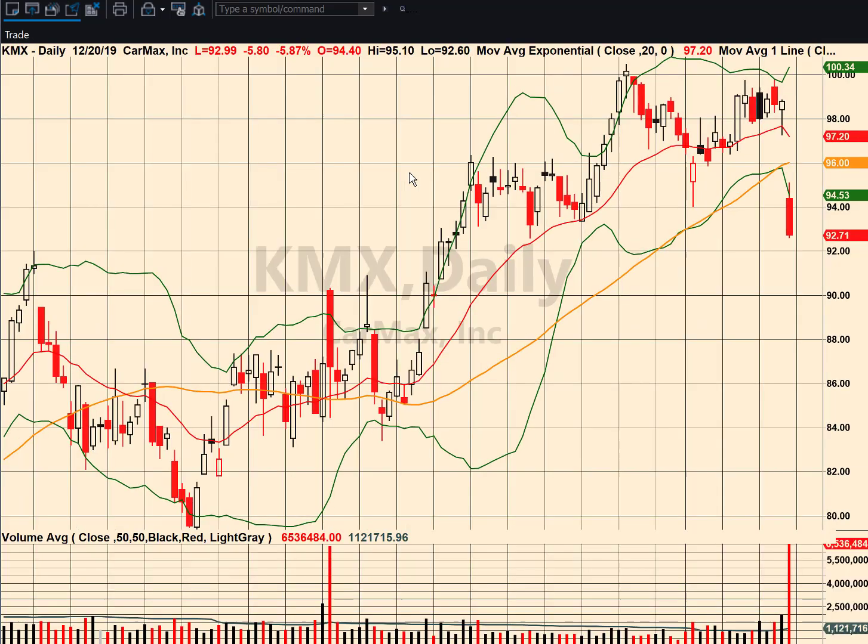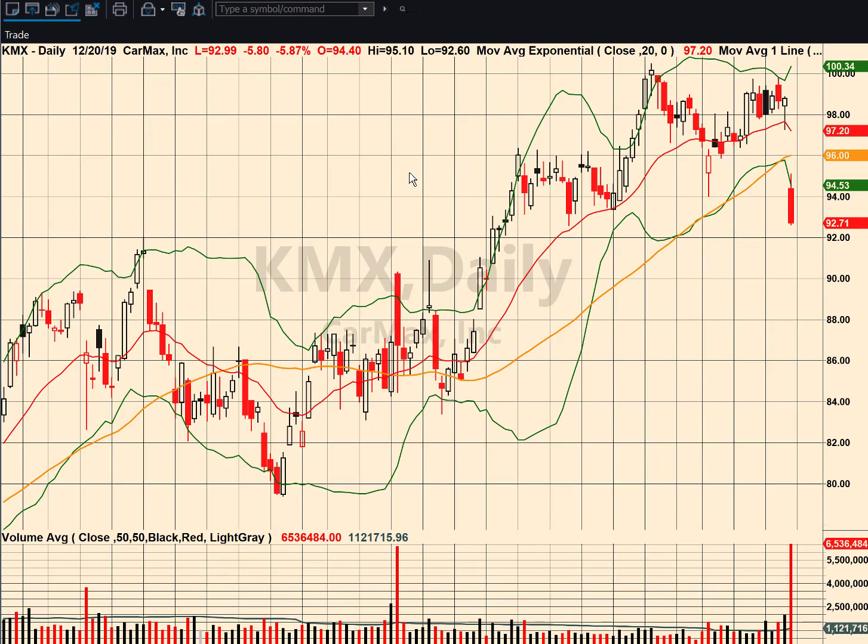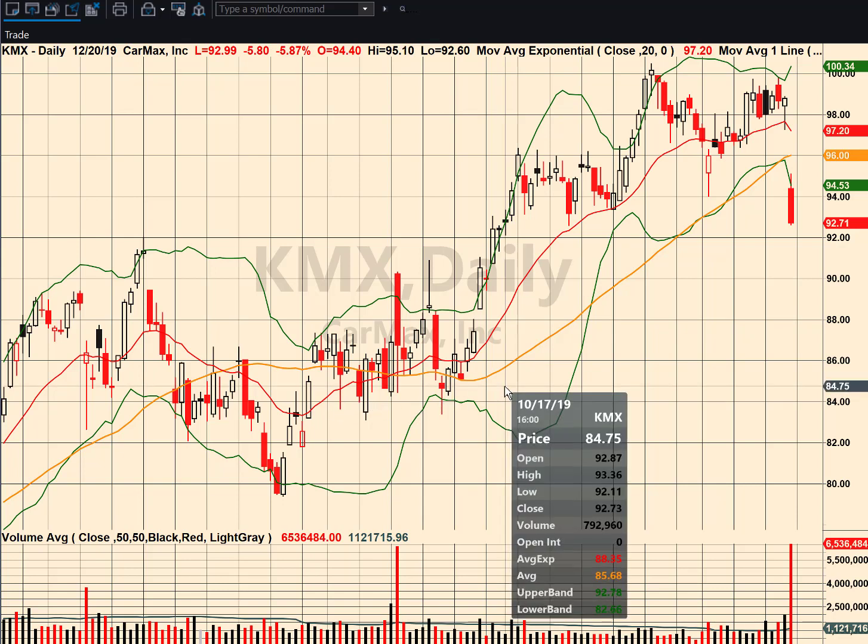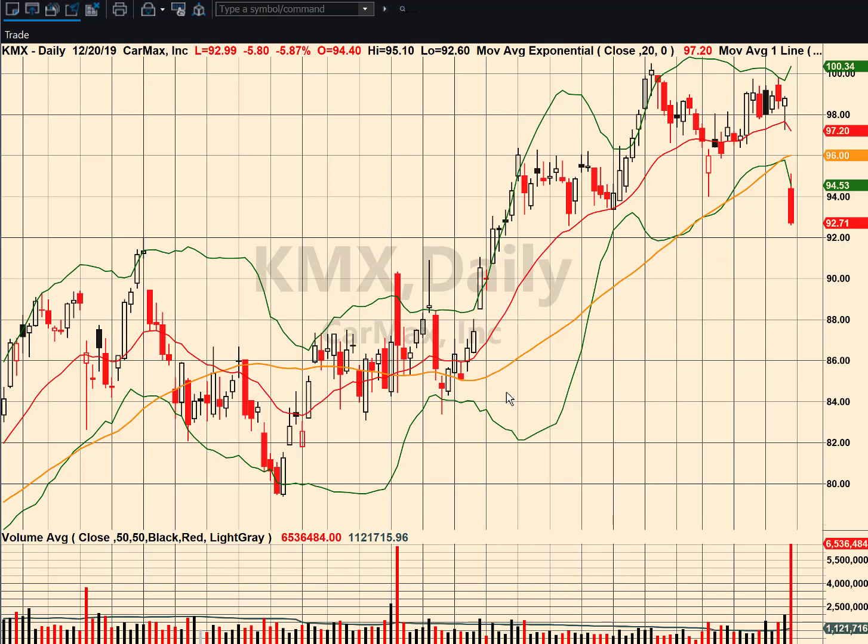Let's take a look at KMX. This is CarMax. This had a big move down. Again, daily chart. We broke through the 50-day moving average. We've even cut below these lows. The target now is going to be basically the bottoms down here in 84. There was a couple tests, more than a couple, 1, 2, 3, 4, maybe even as many as 6 or 7, up around 84 and a half or so. 84 is a target. Now, how would I play this with this kind of move?